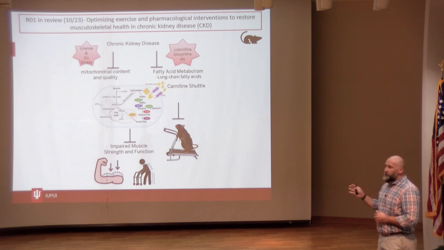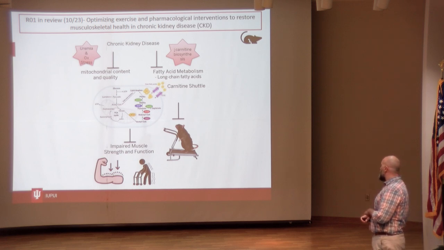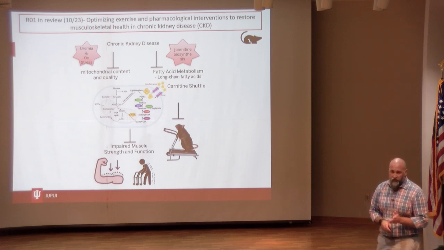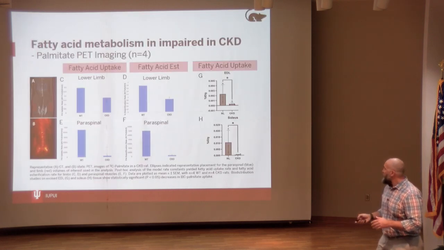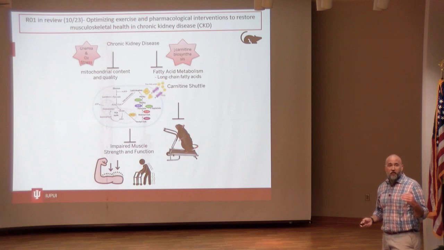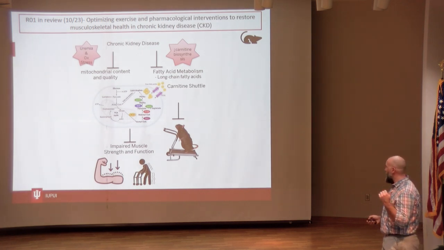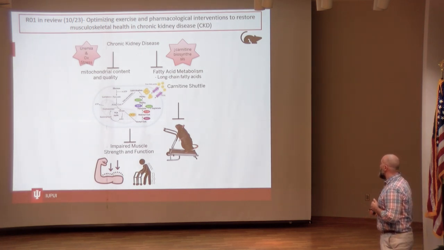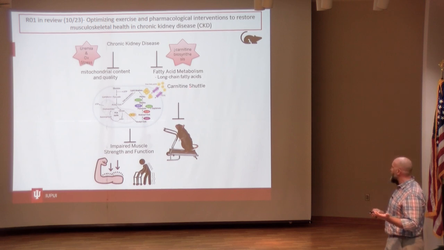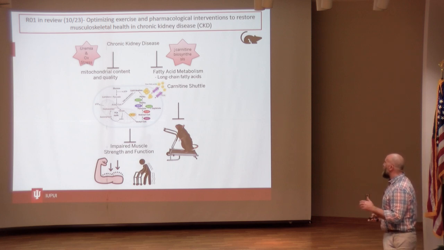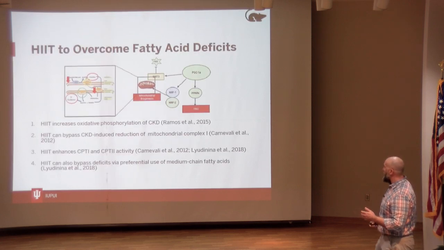So we're looking at optimizing exercise and pharmacological interventions to restore musculoskeletal health in chronic kidney disease. I'm working with Mike Schulte, who does the PET imaging, as well as he's making the drug that I'm going to talk about in a couple of slides. So the thought is, if we try to address this carnitine shuttle impairment, we really didn't have beneficial effects. What else could be going on? We think there's a long chain fatty acid impairment. We have some other data to support that, but I'm not showing it here.